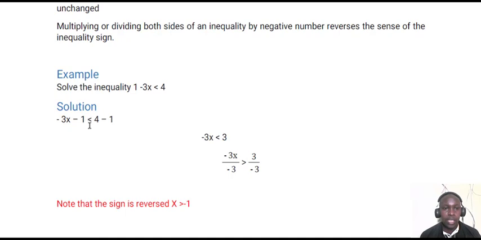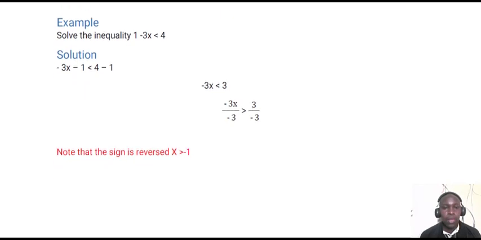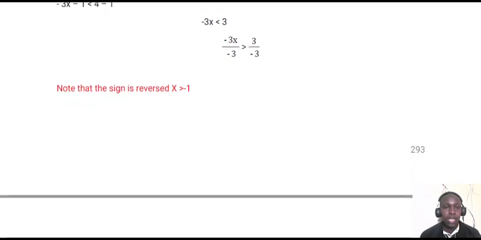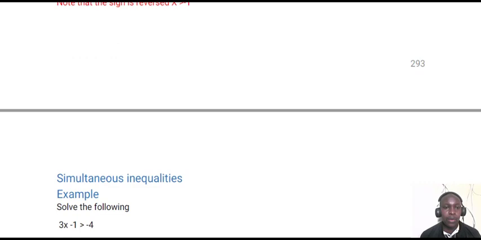Now this sign here is less than. The moment you divide by negative 3 on both sides, the sign is reversed to greater than. So you get x is greater than negative 1. Note that the sign is reversed. So that is how you solve simple inequalities. We shall go to the next lesson, where we are going to solve simultaneous inequalities.